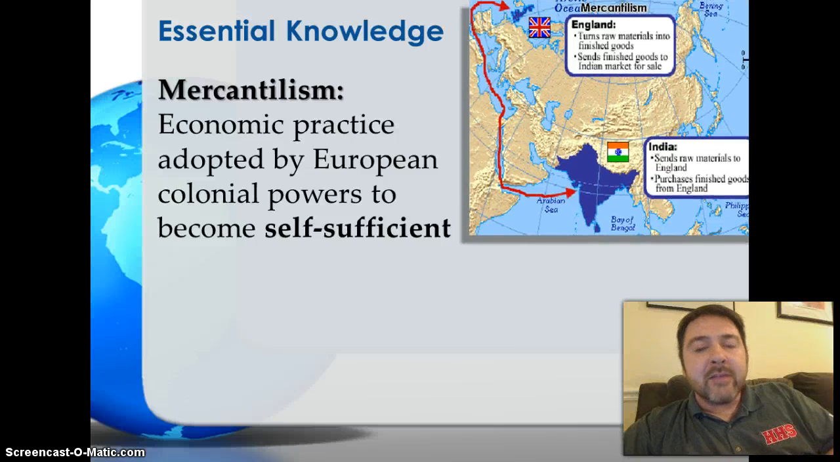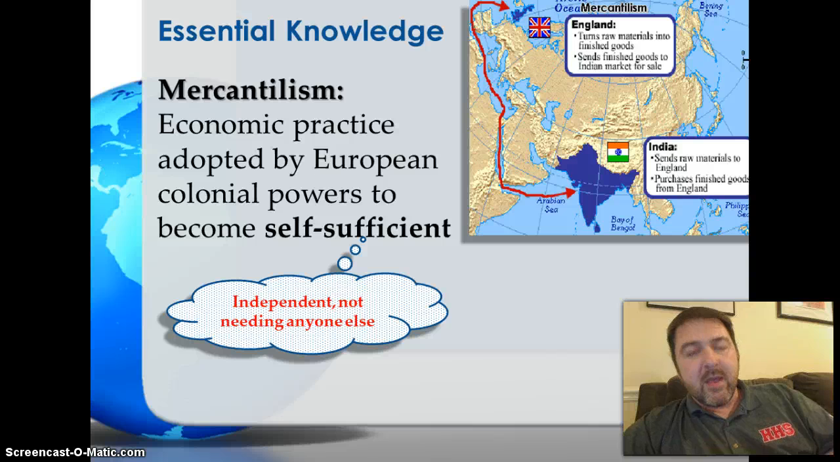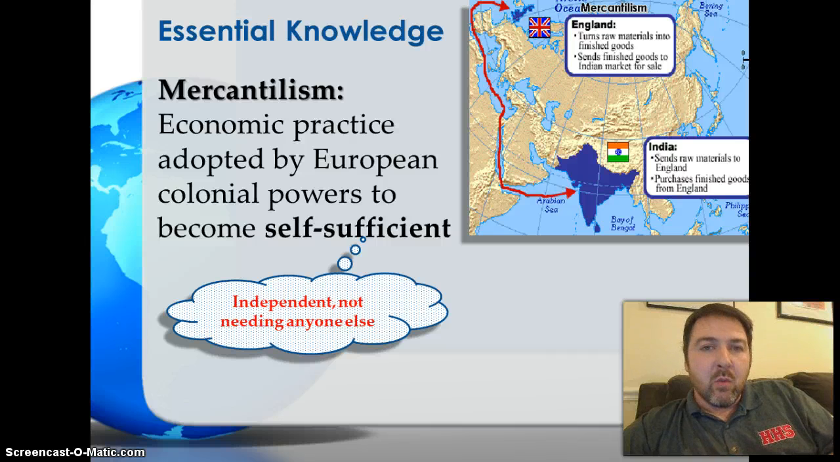Okay, so mercantilism, to go a little more in depth, was an economic system or an economic practice, and its whole goal for these European countries that adopted it was to become self-sufficient. That's what they wanted to become. And to be self-sufficient means to not need anyone or anything outside of themselves, to become independent.